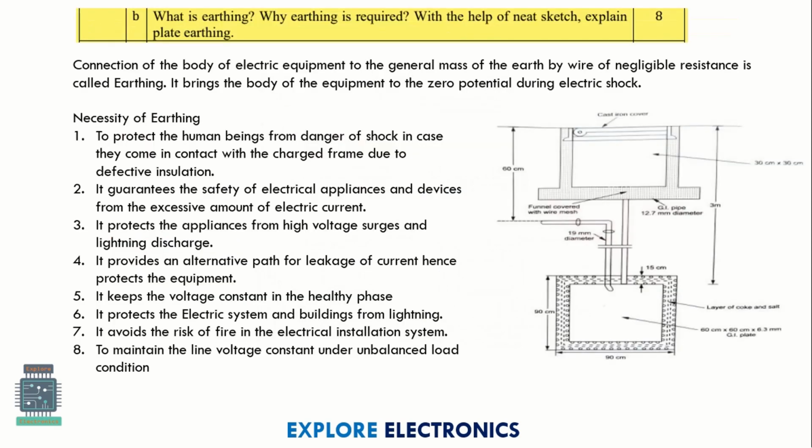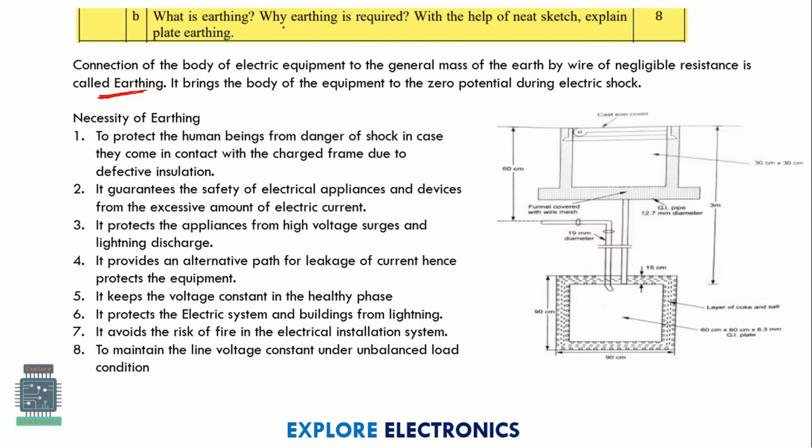Then what is earthing? Why earthing is required? With the help of neat sketch explain plate earthing. They ask purposefully the plate earthing. So you need to write what is earthing: the connection of the body of electric equipment to the general mass of earth by a wire of negligible resistance is called earthing. This kind of definition you are supposed to write clearly, and it brings body of equipment to the zero potential during electric shock. These things you can say.